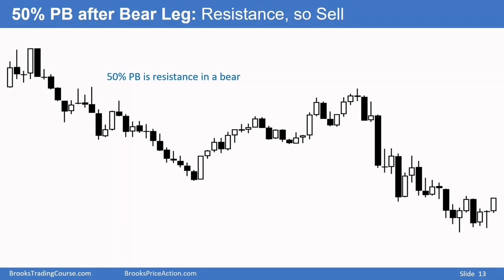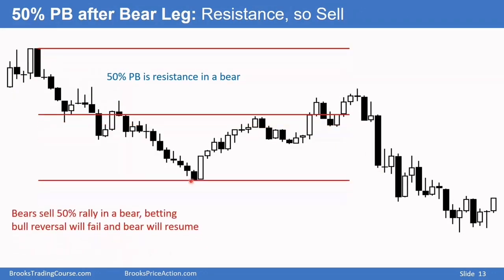A 50% pullback in a bear trend is resistance. Here's a bear trend. This is 50%. Bears will sell a 50% rally. They'll place a limit order to sell using a stop above the top of the bear trend. If they do not get filled, they'll sell on a reversal down. Here we went above 50%. They'll sell on a reversal down.